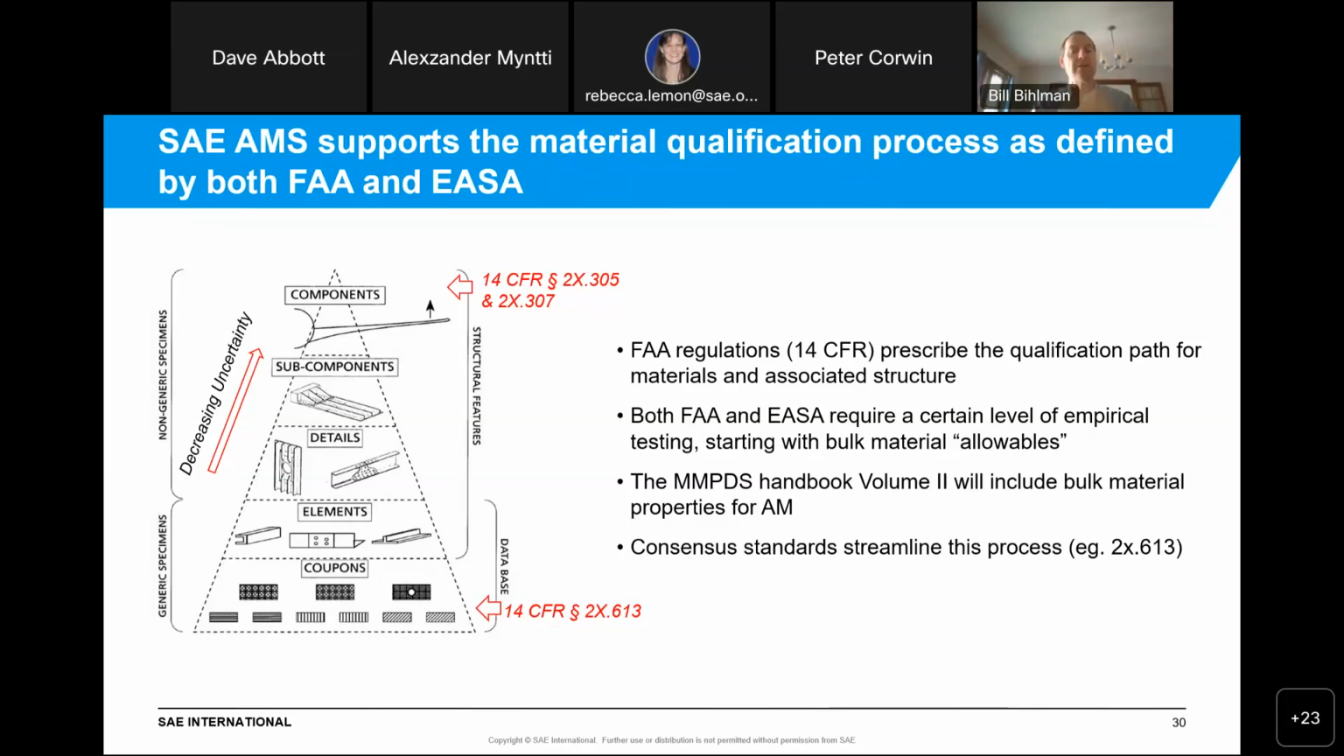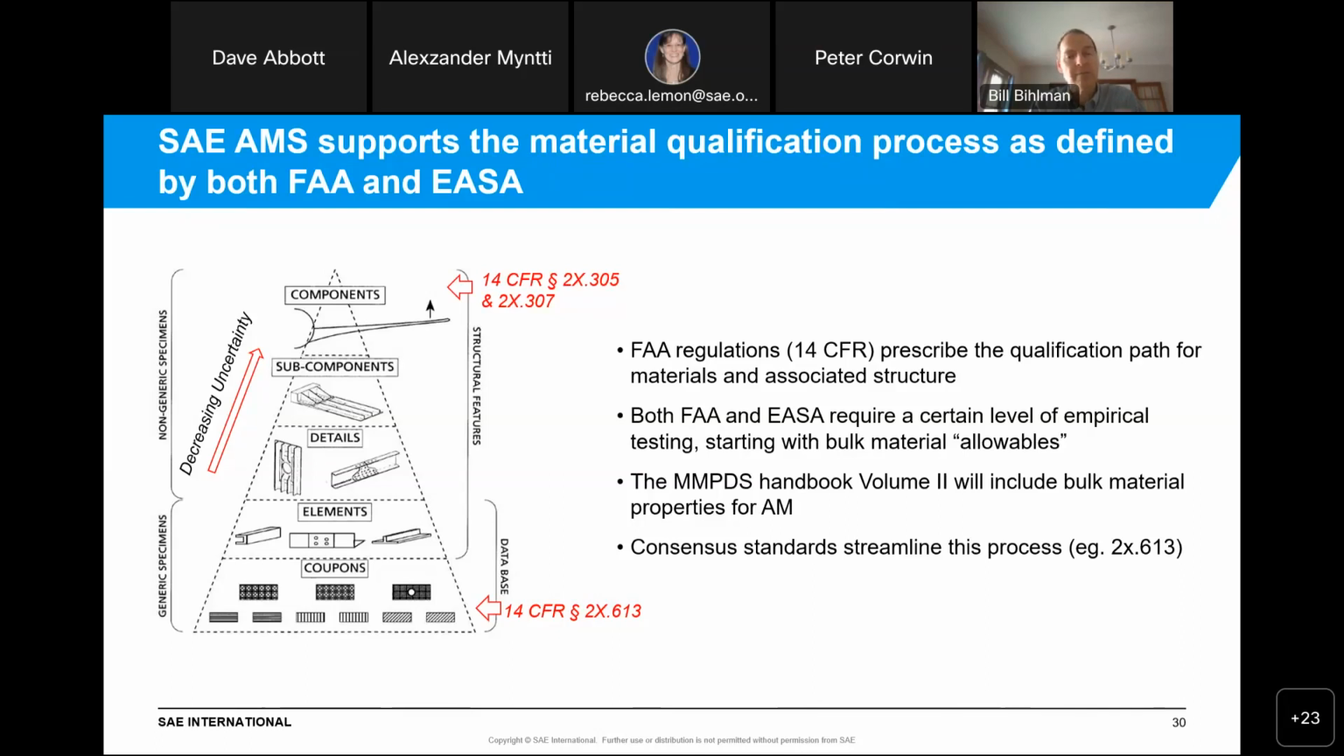We need to control the material, 23.603, for example. We need to control the process, 23.605. And then we need to characterize the material in terms of those test samples, let's say in this case, 23.613. So as we develop these allowables, we'll develop both material and process specs. And that will feed, in some cases, public handbooks.